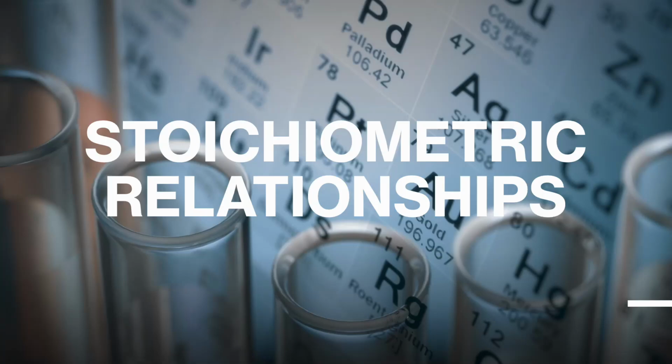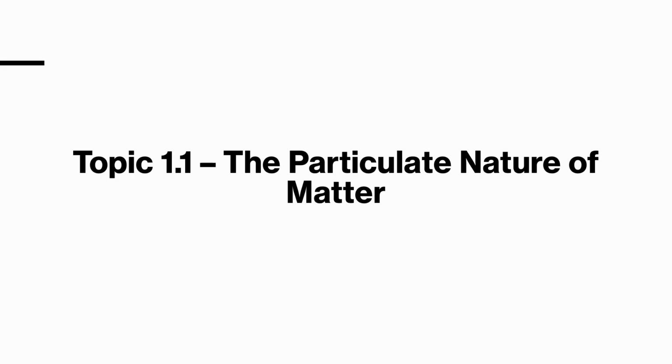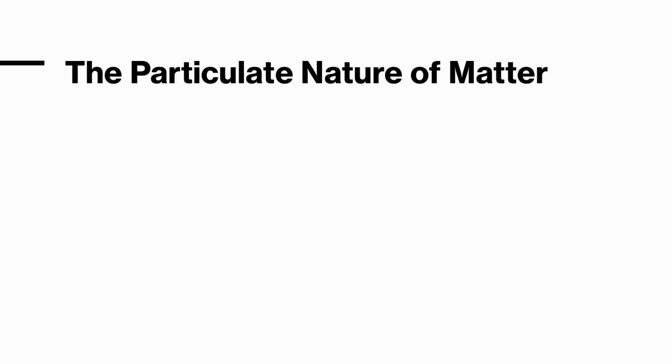Okay, so this video is going to focus on the stoichiometric relationships in IB Chemistry Topic 1, beginning with Topic 1.1, the particulate nature of matter. Alright, firstly we're going to look at the particulate nature of matter.